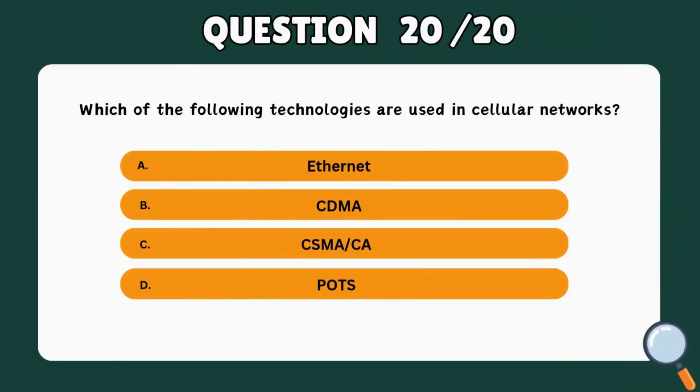Question 20. Which of the following technologies are used in cellular networks? A. Ethernet. B. CDMA. C. CSMA/CA. D. POTS.